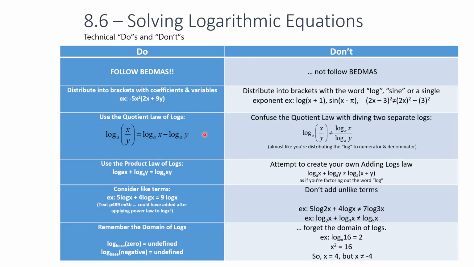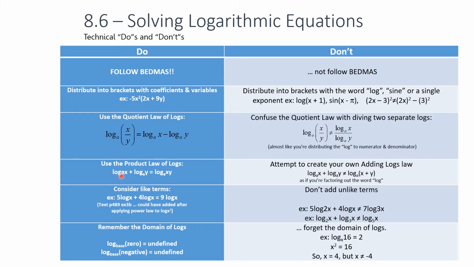Do use the quotient law, of course, lovely. We've proven this, you know this law. And don't confuse it with dividing two separate logs. It's almost like you're distributing log to the numerator and denominator. So this is not, see the not equal sign there? These are not the same. I can't take the log base A and distribute it to the x and distribute it to the y. That's not how this works. And we have proven this law, and you can go back and look it up, or actually it was in your textbook. So make sure you don't mess up the law of logs and write it the wrong way. These two are not the same.